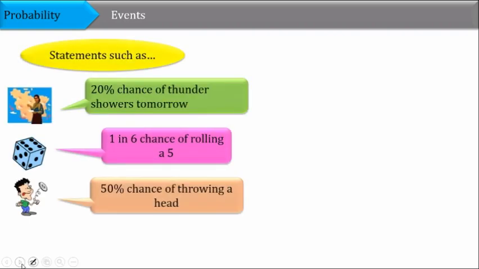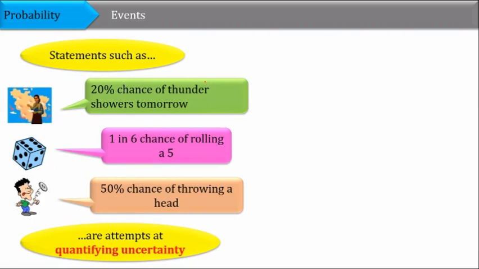Now, if we look at events in general, things like weather forecasts, rolling of a die, flipping of a coin, then for weather forecast we'll say things like 20% chance of thunder showers tomorrow. And when we roll a die, we'll say 1 in 6 chance of rolling a 5 or a 4 or a 3. Or when flipping a coin, we say 50% chance of throwing a head or 50% chance of throwing a tail. So what we're trying to do in these cases is quantify uncertainty. In other words, we're trying to measure the uncertainty of these events.